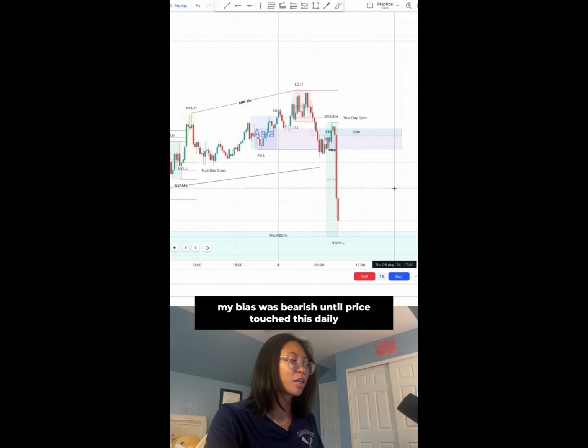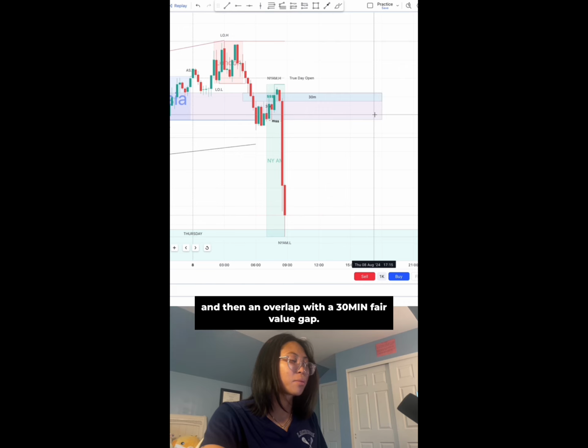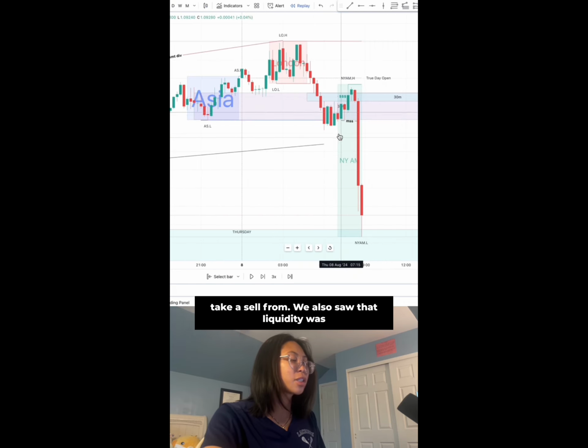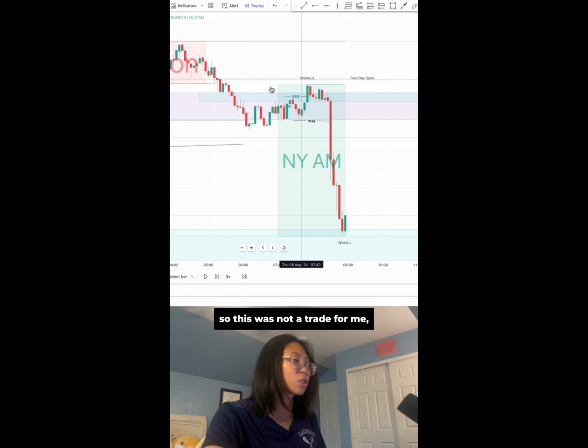As a recap, my bias was bearish until price touched this daily fair value gap. With that, it did see this breaker here and then an overlap with a 30-minute fair value gap. It made this an area that I was looking to possibly take a sell from. We also saw that liquidity was taken into this area. I wanted to see market structure shift and it was not, so this was not a trade for me.